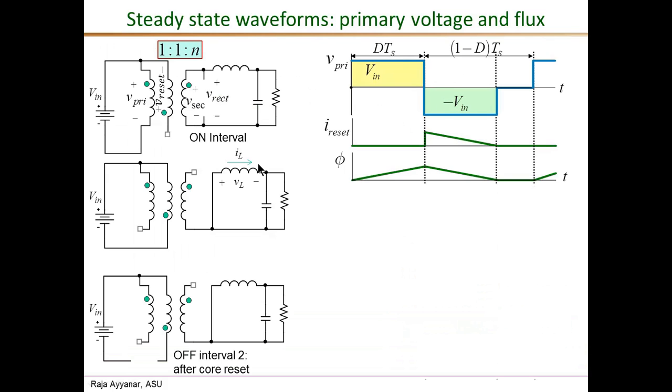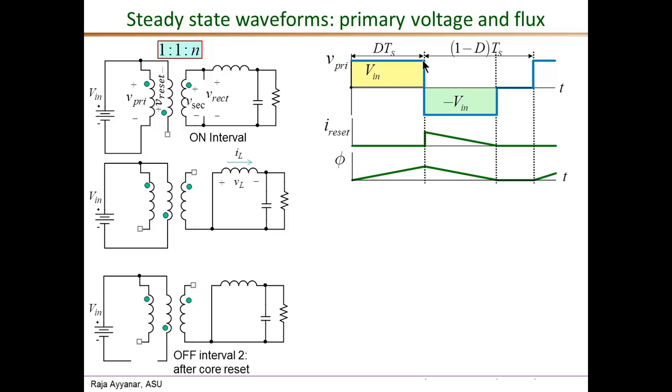And the reset current through the reset winding and the reset diode during this off interval 1 is shown here, and this magnitude is exactly the same as the peak of the magnetizing current in the primary winding. And this is the corresponding flux. During the on interval, the flux was due to the magnetizing current, and during the off interval, it is due to the reset current. Now, these waveforms correspond to the case of D less than 0.5, as can be clearly seen from this V primary waveform.